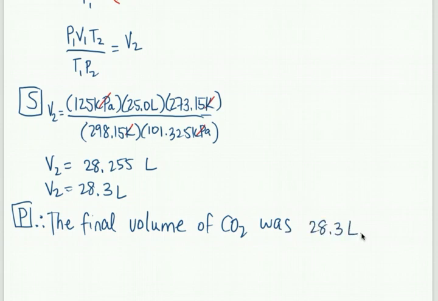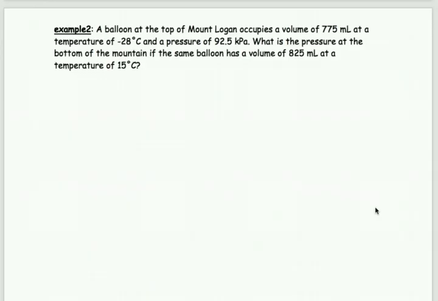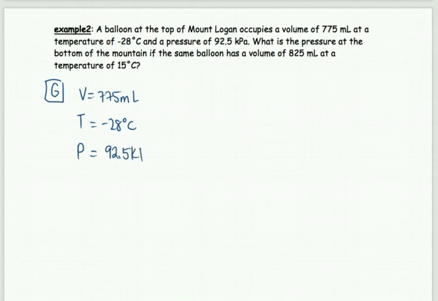Okay, so the final volume was 28.3 liters for carbon dioxide. Here's the next example. We have a balloon on top of a mountain. It occupies a volume of 775 milliliters, the temperature is negative 28 degrees Celsius, and the pressure is 92.5 kilopascals. So that's at the top of the mountain.